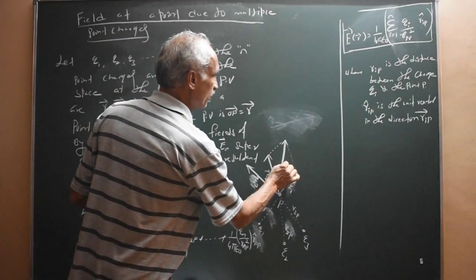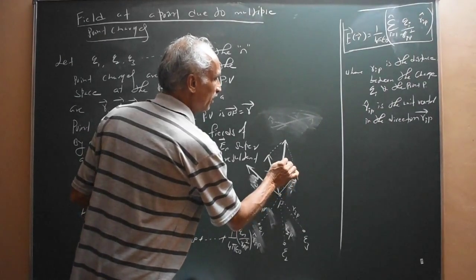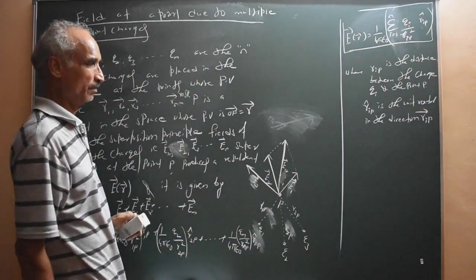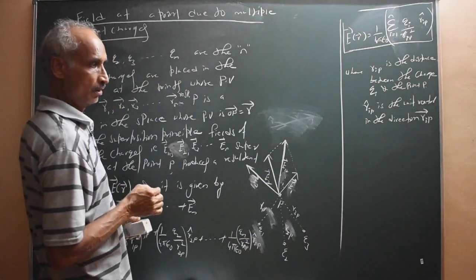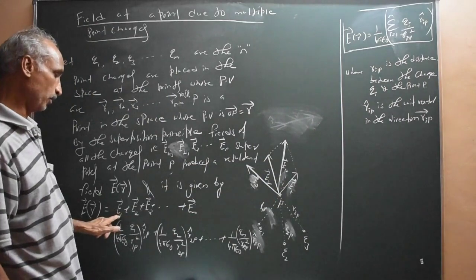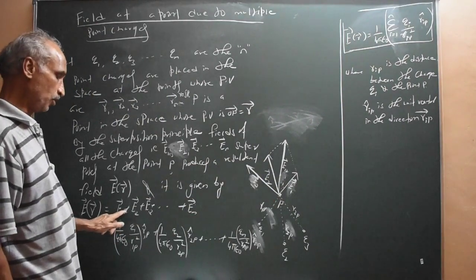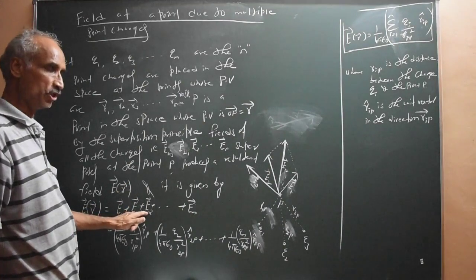Let us call it, what? So it is E12 bar. Let us take it simply as E12 bar. Then E12 bar combines with E3 bar. Now E12 bar is the addition of E1 bar and E2 bar. Now E12 bar is added with E3 bar.